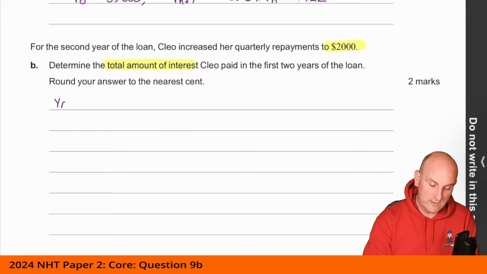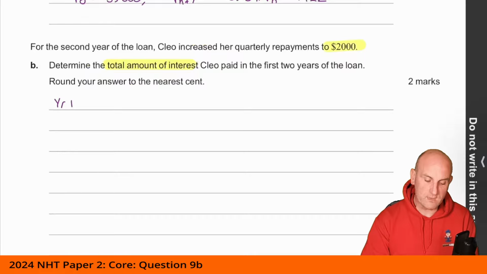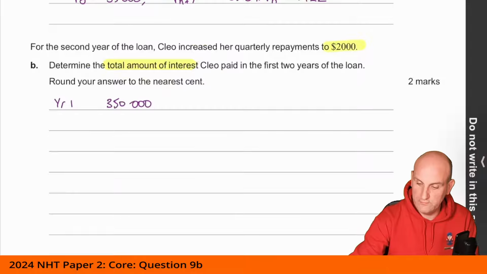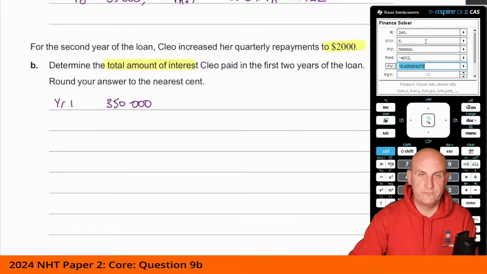So what I said was, well, let's look at year number 1. If we put the information into my calculator, I know she started with $35,000. That's her opening balance. But how much was left at the end of the year? Well, I can't do that in my head, but I can fire up my financial solver.